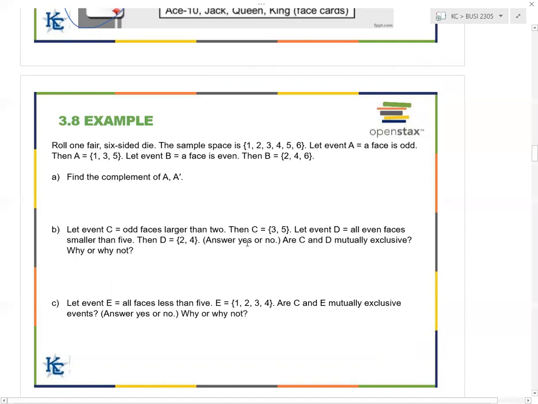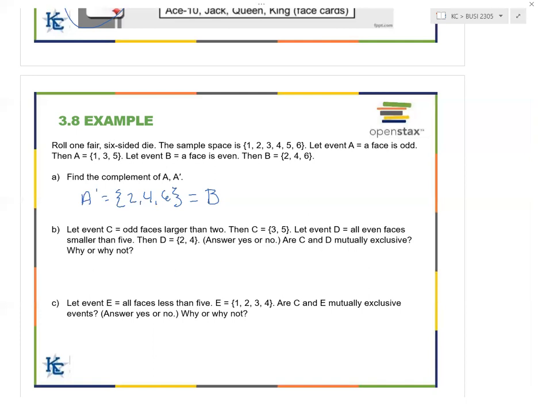Find the complement of A. So if we want the complement of A, A complement equals 2, 4, and 6, right? It's anything that's in the sample space that's not in A, which we see here equals B. Okay. Let event C equal odd faces larger than 2. So then C is 3 and 5. Let event D equal all even faces smaller than 5. Then D is 2 and 4.